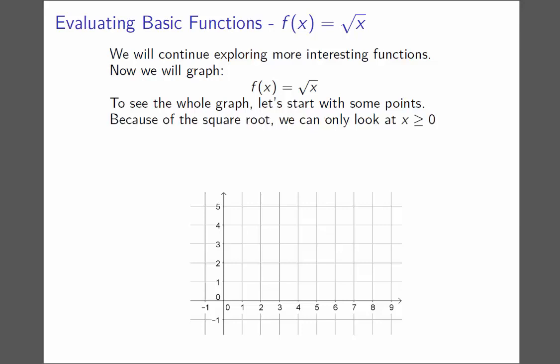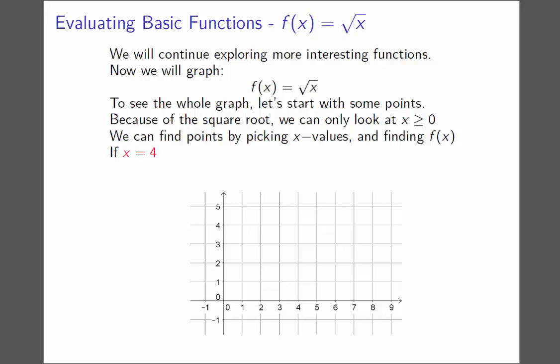Because of the square root here, we can only look at x values that are bigger than or equal to 0, because the square root of a negative number is not a real number. And we can find points by picking x values and evaluating to find the f of x or y value.